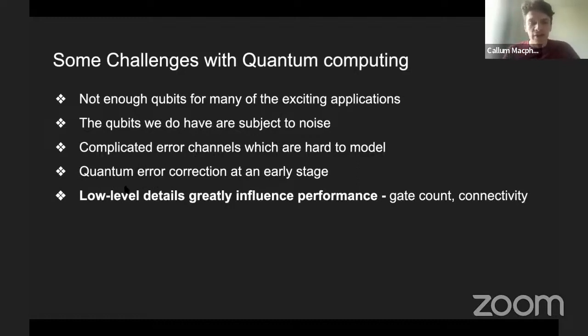Another point that's going to be relevant for what I'll say later is that low-level details greatly influence how the device performs. For instance, if you have a very large circuit with many gates, each of these gates will have some associated error rate. So having large circuits just means that you accumulate more and more error over the course of your computation, and your results get noisy. Actually reducing the number of gates is a good way to increase the fidelity of your quantum algorithm.